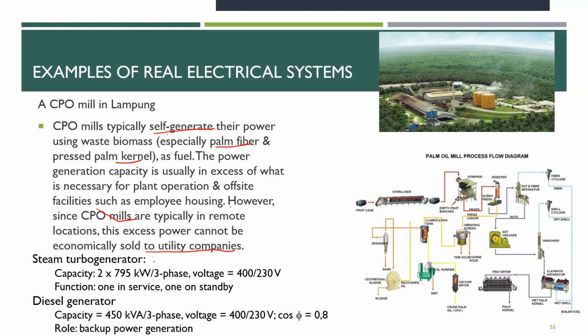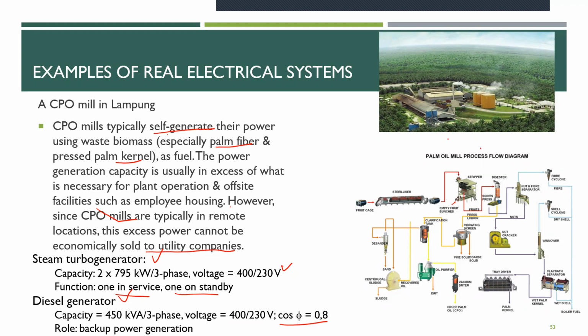So they use the steam turbo generator and also a diesel generator with this capacity. There are two steam turbo generators, one in service and one on standby. If there is a failure of one steam turbo generator, there is a backup to make sure that the electricity supply is still fulfilled, whether there is maintenance or failure in one steam turbo generator. While the diesel generator, with this capacity of 450 kVA, a voltage of 400 to 230 volts, and a power factor of 0.8, plays the role of backup power generation.